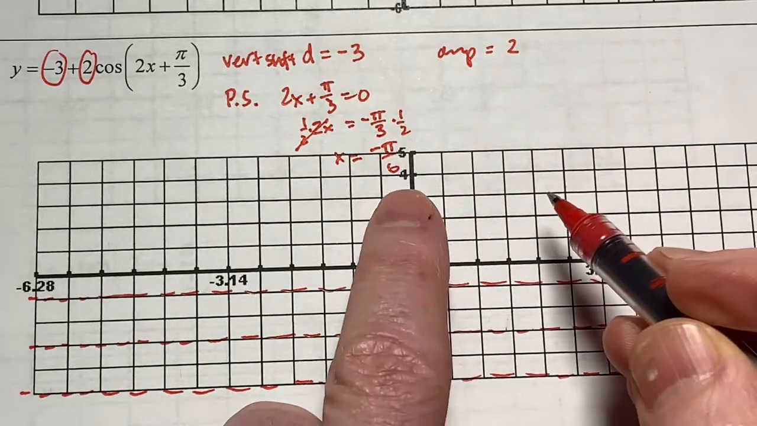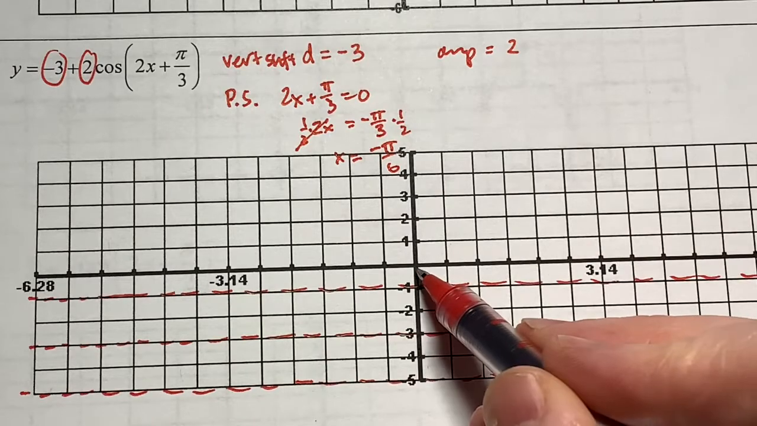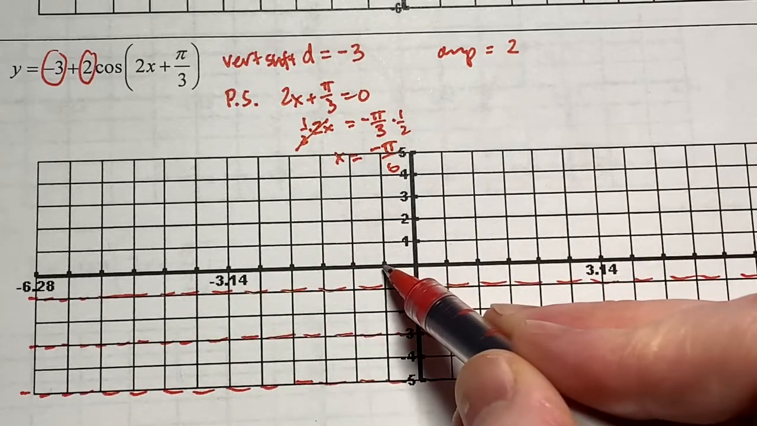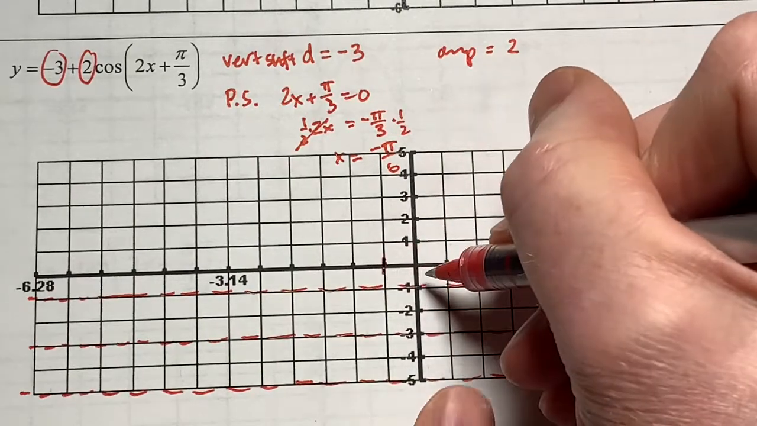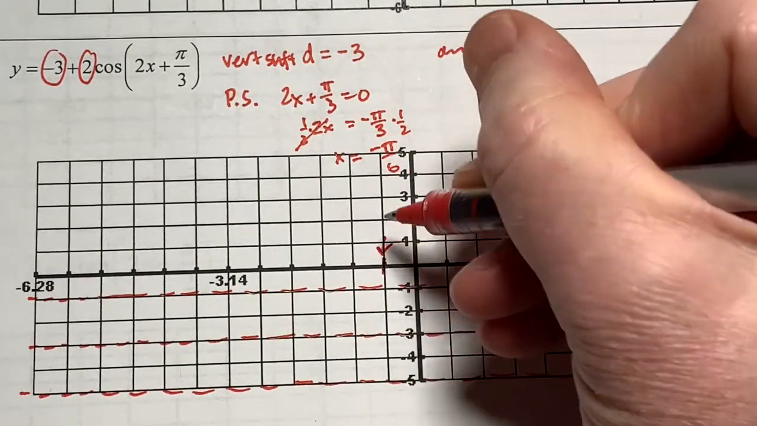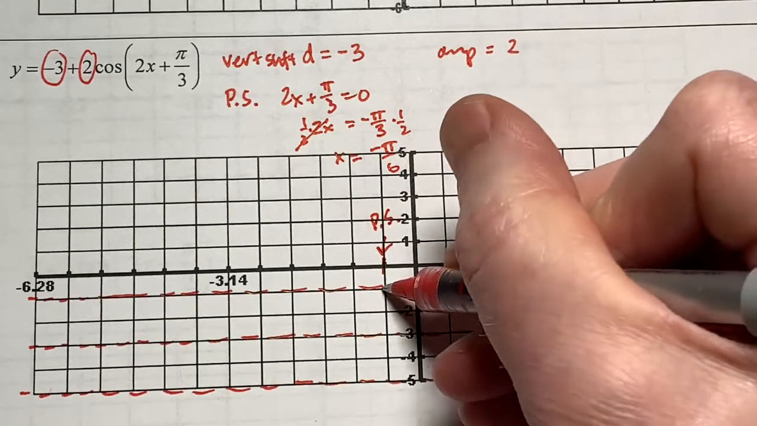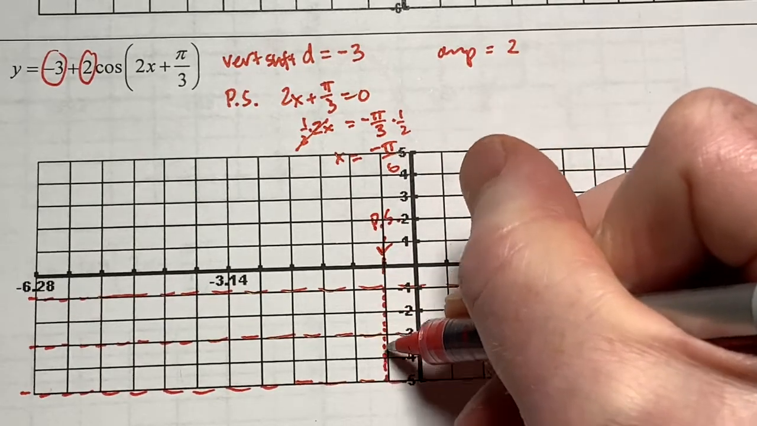So I want to go 1/6 to the left. So this is a pi. It happens to be broken up into 1, 2, 3, 4, 6 parts. How convenient. So there's one of those to the left. So that is my phase shift. I'm going to put a dotted line right there to mark the edge of the box.